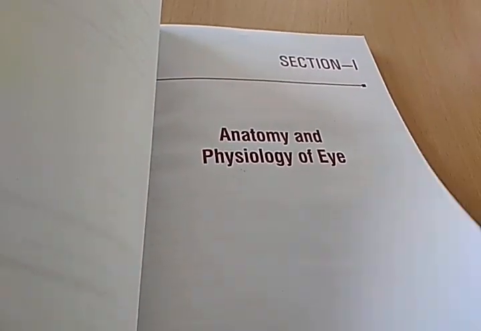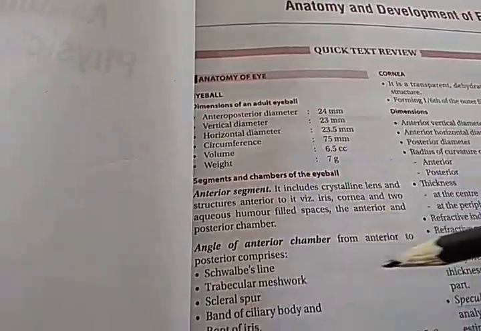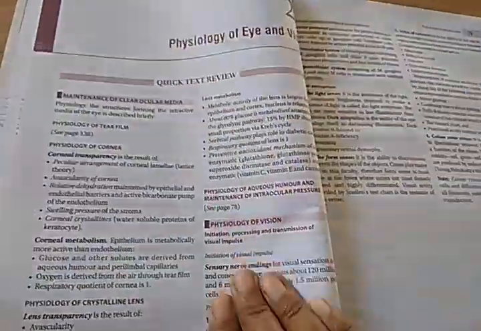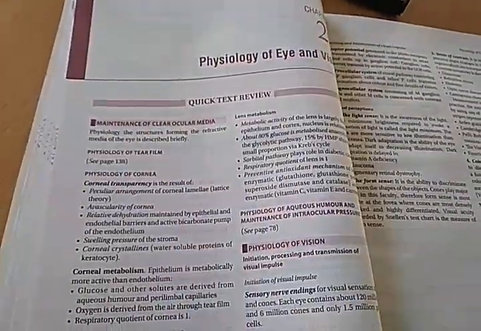Anatomy and physiology of the eye. What are they talking about here? Segment, anterior chamber. This is more like a lot of points, right? And what is this? Physiology. Before this, in anatomy itself, it ends with MCQs.